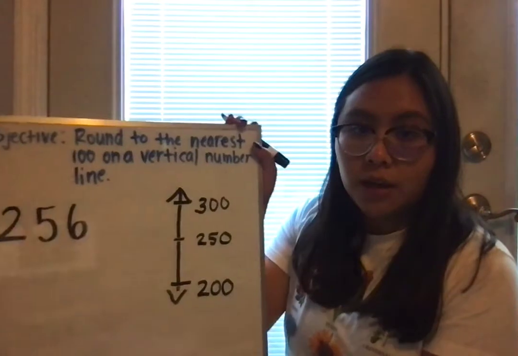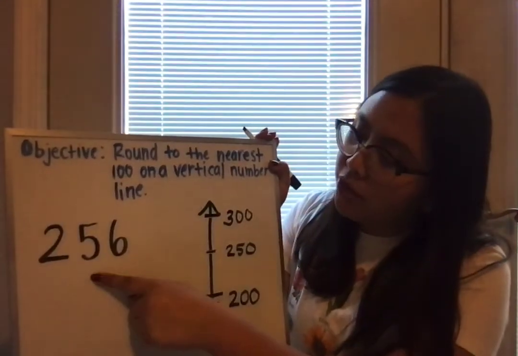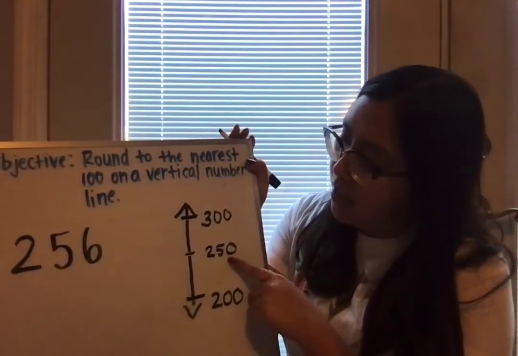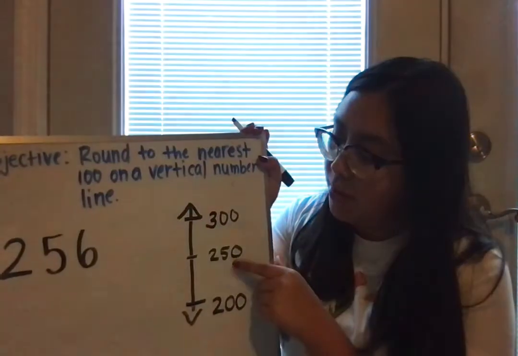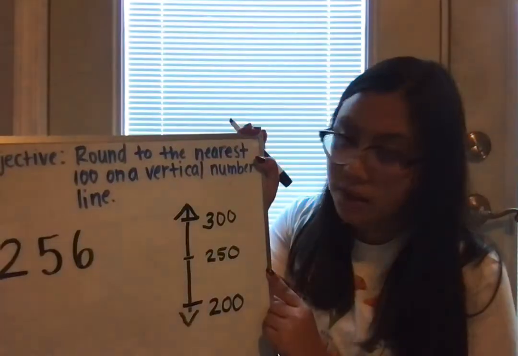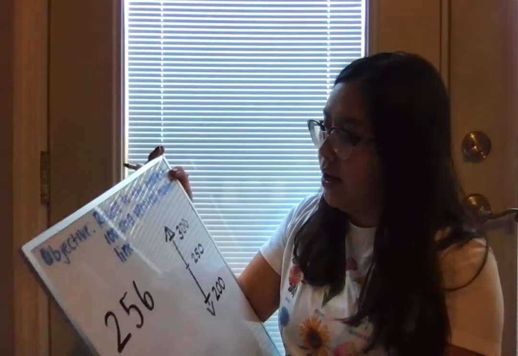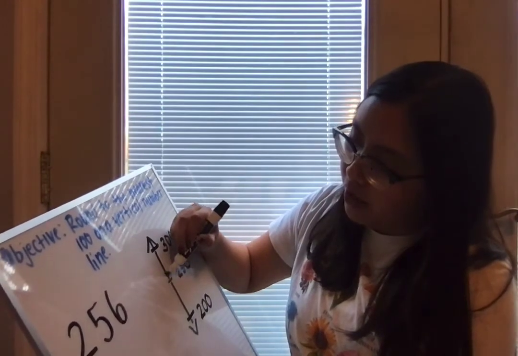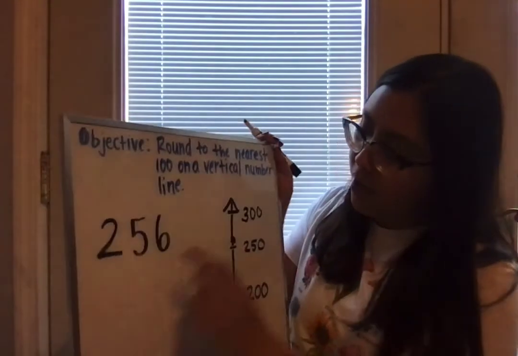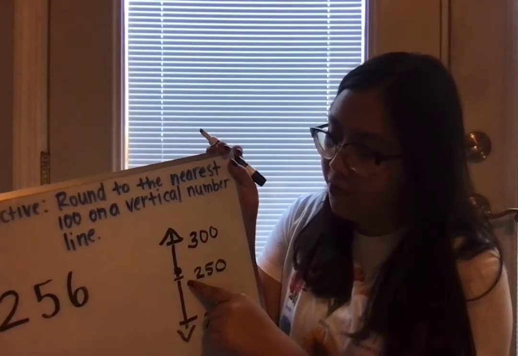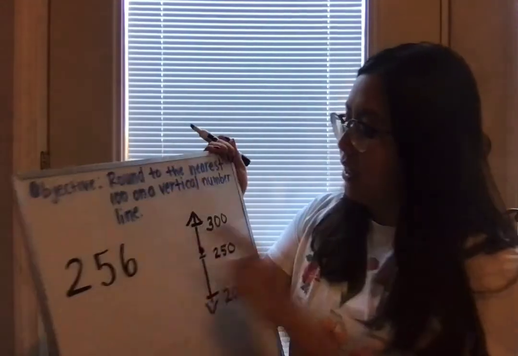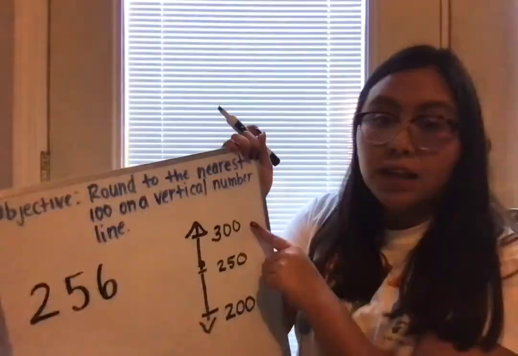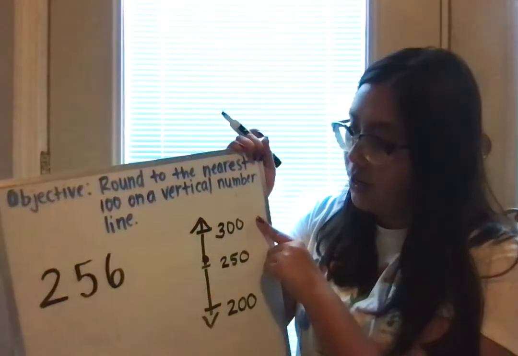Right? Okay, so in order for us to plot 256, I need to think, is that bigger than 250? Is it more than 250 or is it less? So yes, it's more, but only by 6 more. So I know it's not going to be too far above, so I'm going to plot it right on top of the 250. And since it is above the 250, it is closer to our 300 mark. So we know that 256 rounds to 300.